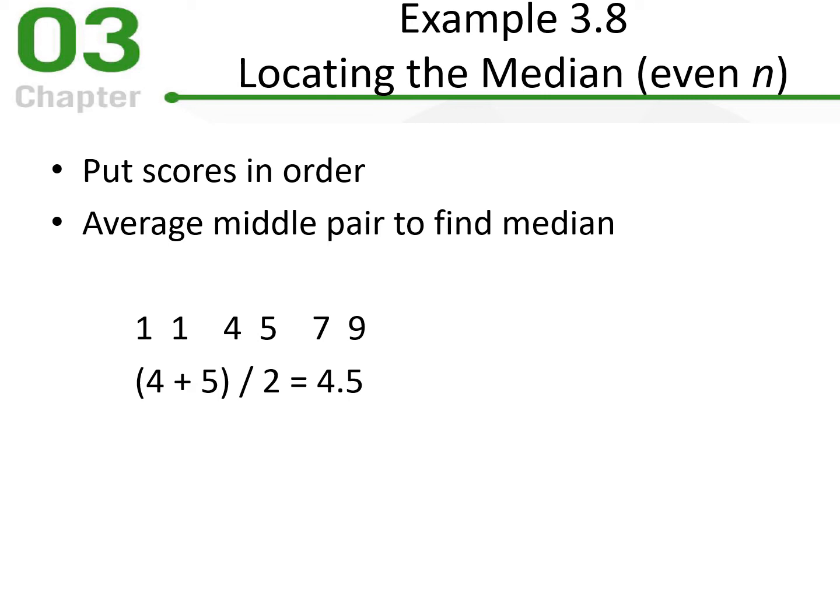middle 2 scores. So in this case, 1, 1, 4, 5, 7, 9, there's 6 numbers. The middle 2 are going to be number 3 and number 4 out of those 6. Those are the middle 2. And if you average the middle 2, I get 4 plus 5 divided by 2. That gives me 4.5. That's the midpoint, right? So the average of those 2 middle scores is also known as the midpoint. And here it is 4.5, so that's the median.